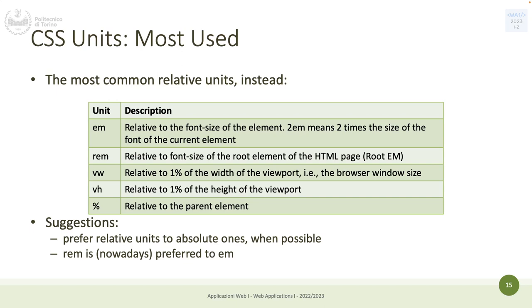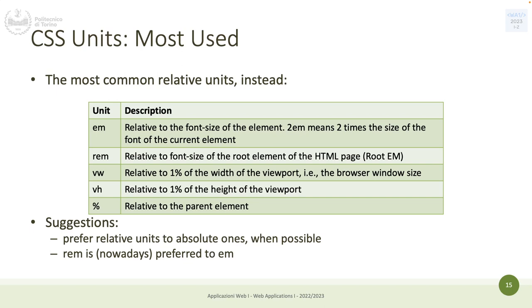Then you have other three units. Two are related to the viewport, so the size of the browser window. One is vw and the other one is vh. vw is relative to 1% of the width of the viewport. And vh, same thing for the height of the viewport. So you can say I want my element to be 10% of my viewport. And if my viewport changes because I resize the window, that changes as well. And same thing for vh, but it's on the height of the viewport. So if I resize on the other side.